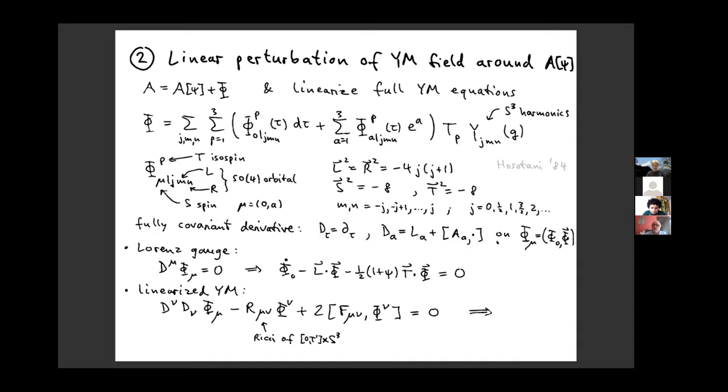Well, we can introduce fully covariant derivatives and the Lorentz gauge, which then, expanded in this notation, looks like this. Here's the background dependence. And the linearized equations of motion look like so.